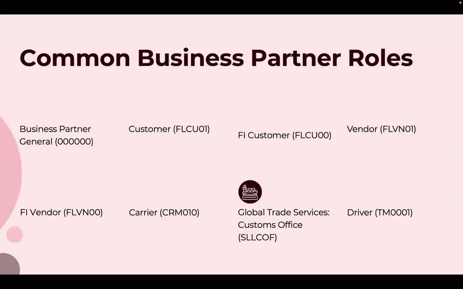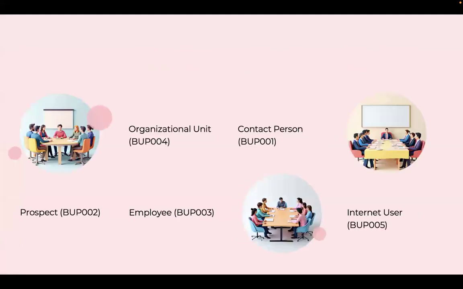And we also have driver, which would contain driver specific details, which includes the qualification or the location of the driver, the validity period, absenteeism. So these are all the various details which would be maintained at the business partner role driver. Like this, we have various other partner roles, which you can see here, like organization unit, contact person, internet user, prospect. So these are all various business partner roles, which can be a part of transportation management activities.